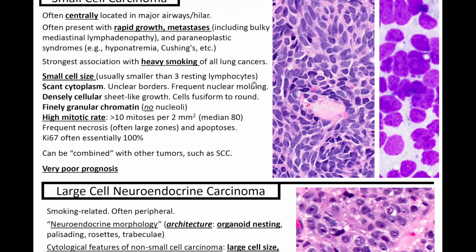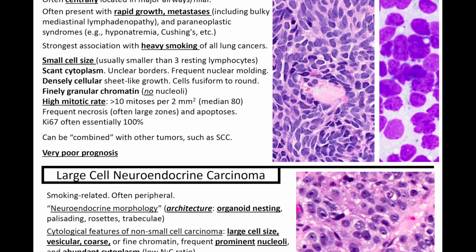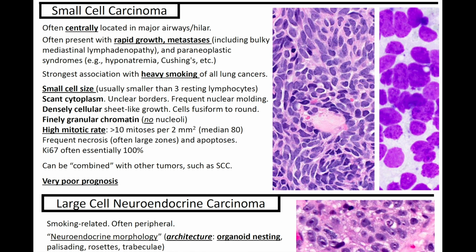You can have densely cellular sheet-like growth, the cells fusiform to round with finely granular chromatin, no nucleoli, and a very high mitotic rate. So more than 10 mitoses per 2 millimeters squared, median of 80, frequent necrosis and apoptoses. Ki67 is often essentially 100%. So a highly proliferative, highly mitotic process. And small cell carcinoma can be combined with other tumors such as squamous cell carcinoma and has a very poor prognosis. And here's some images on the right of what you might see cytologically in a small cell carcinoma.